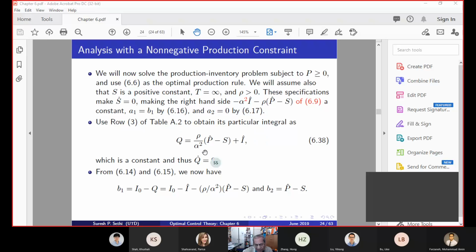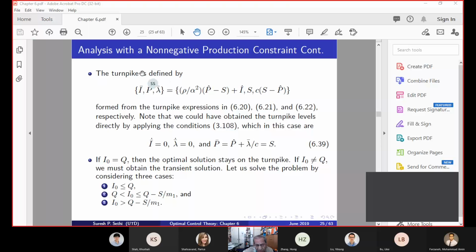the particular integral is given by this. You see the particular integral is also a constant. This is constant, p hat is constant, s is constant. S is a demand, which is a constant, I hat is a constant. And q dot equal to 0. So I can now write the formulas B1 and B2 that we had before. And t equal to infinity means the ending term disappears. So we are only left with the beginning term I0. And we will see that when I0 is quite large, it will ask us to have a zero production as optimal solution.